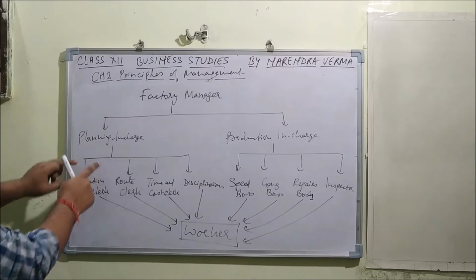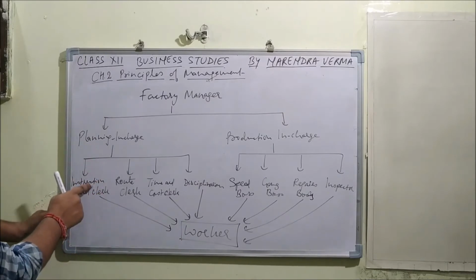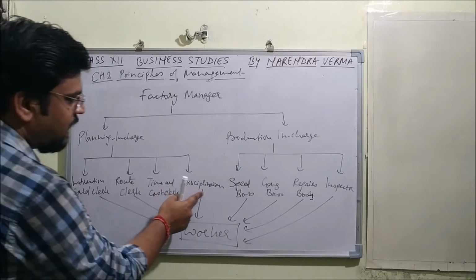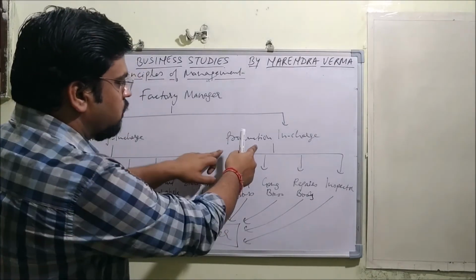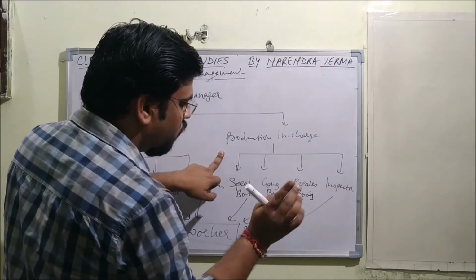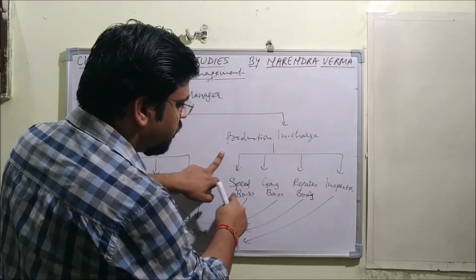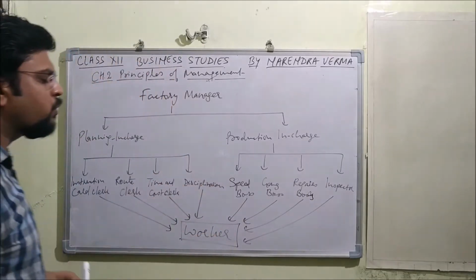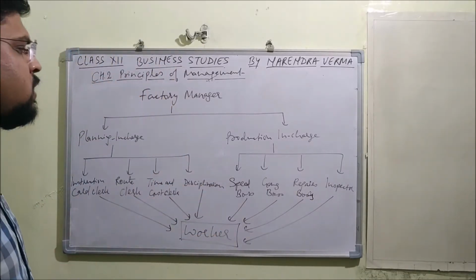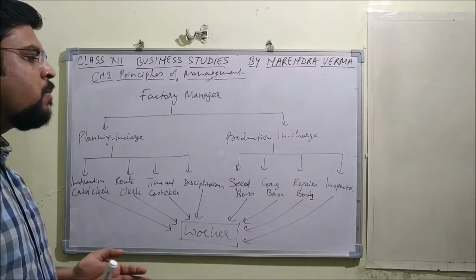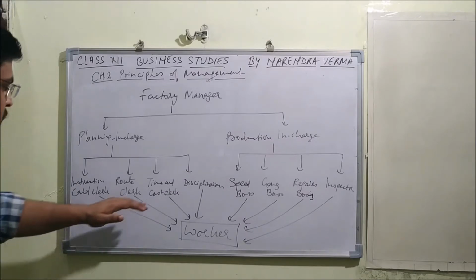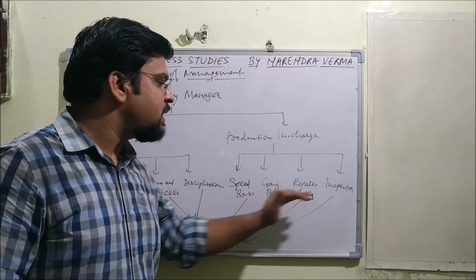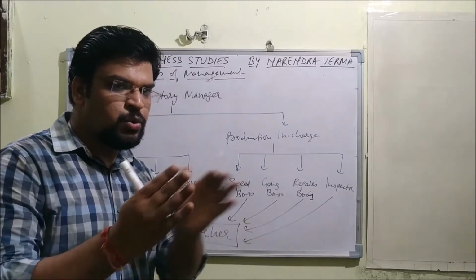The planning in charge has 4 specialists by the name of instruction card clerk, route clerk, time and cost clerk, and disciplinarian. The production in charge is assisted by 4 specialists: speed boss, gang boss, repairs boss, and inspector. Let me tell you a very common trick to remember all these. Here 3 are clerks and 1 is different. Here 3 are bosses and 1 is different. By this you can remember.